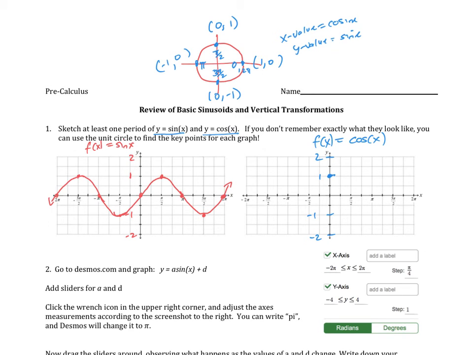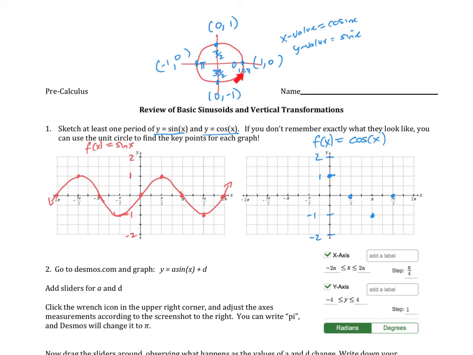At pi over 2 radians, we're at the top of the unit circle. The x coordinate is 0, so we have the point pi over 2, 0. At pi radians, the coordinate is negative 1, 0. The x coordinate is the cosine value. That's what we want now. So we're going to have the point pi, negative 1. I'm going to plot that. When we go to the bottom of the unit circle at 3 pi over 2, the x coordinate is 0. So we have the point 3 pi over 2, 0. Cosine of 3 pi over 2 is 0.